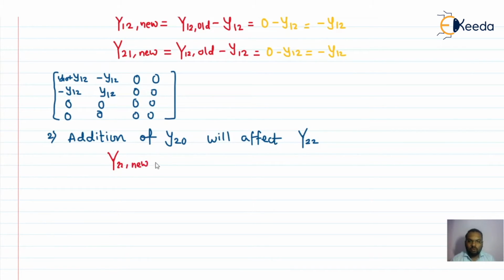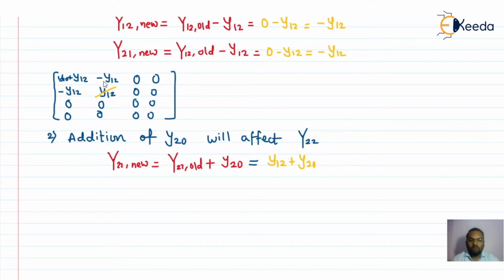Y22 new value will be y22 old value plus y20. So what is the earlier value? What is the old value of y22? It is y12 only. Okay, so the old value is y12 plus this y20. So now this value has got modified.